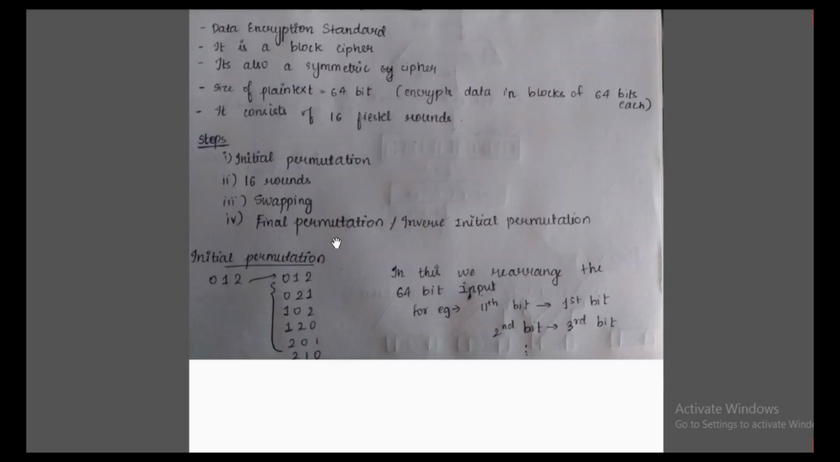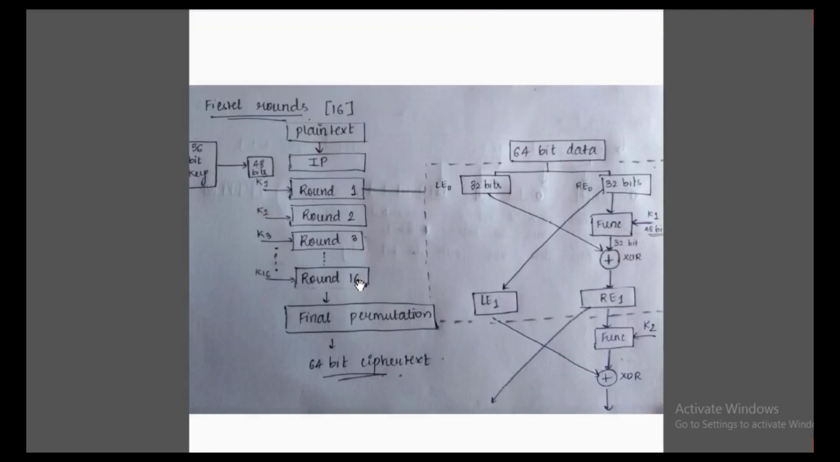And then after that we go through 16 rounds, that is 16 Feistel rounds, and then swapping takes place, that is left right swap. And then we have the final permutation, which is also called inverse initial permutation. So this happens in the same way which I have told here. Now let us see what these 16 rounds are.